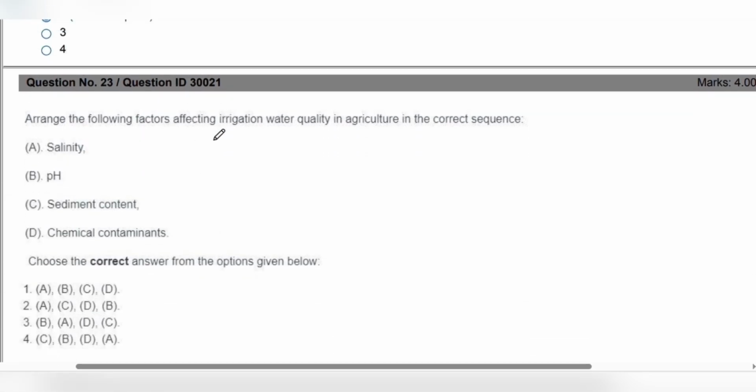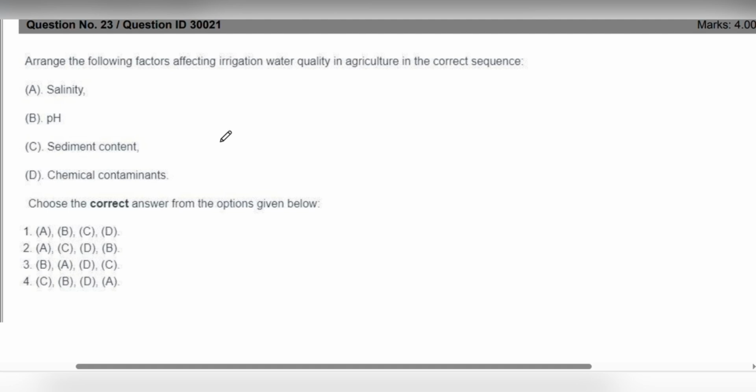Arrange the following factors affecting irrigation water quality in agriculture in the correct sequence. What is the correct sequence of this question? If you see, it is a bit vague. They have not mentioned the sequence of from high importance to low importance or low importance to high importance. So this is a bit confusing, but don't worry, we will figure it out eventually, not a problem.